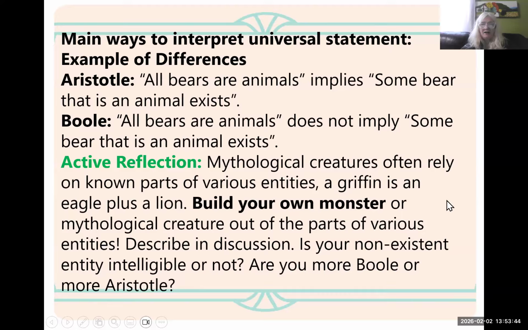Describe, in discussion for the people in our in-person class, and for you guys at home, maybe you can talk to your friends about building a monster. Is your non-existent entity intelligible or not? Are you more Boole or more Aristotle?